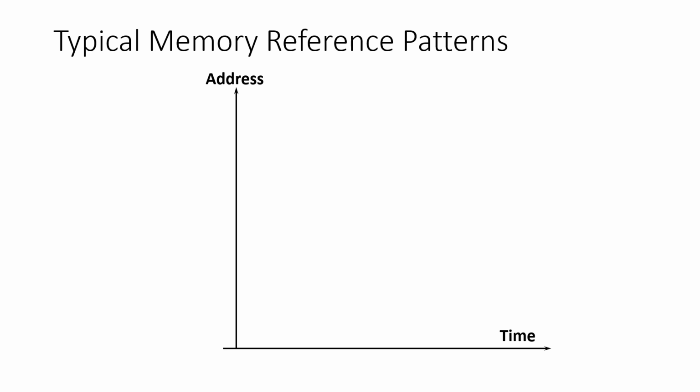Here are some typical memory reference patterns you might see. Instruction fetches may look like this. You typically see sequential access of addresses which may be repeated sometimes when you have loops.